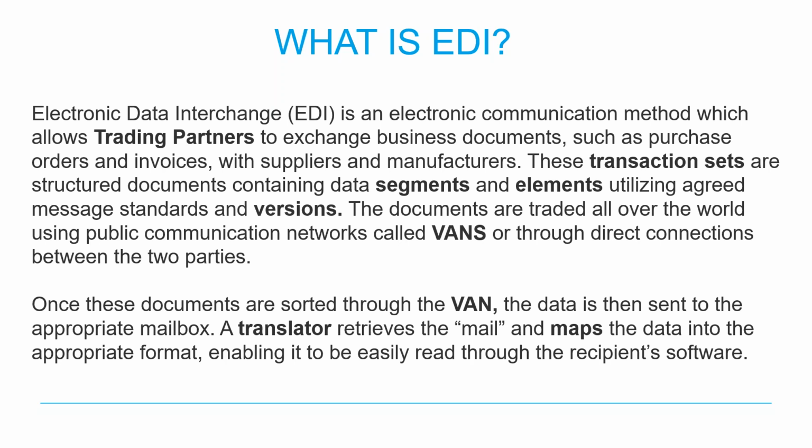The documents are traded all over the world using public communication networks called WANs, or through direct connections between the two parties. Once these documents are sorted through the WAN, the data is sent to the appropriate mailbox. A translator retrieves the mail and maps the data into the appropriate format, enabling it to be easily read through the recipient software.